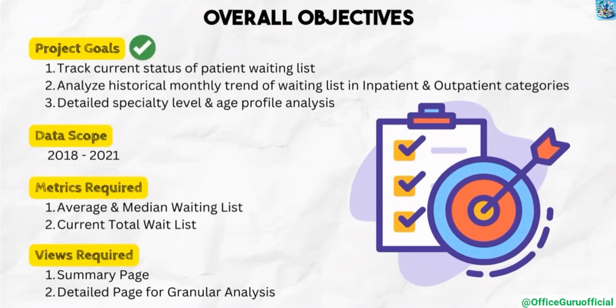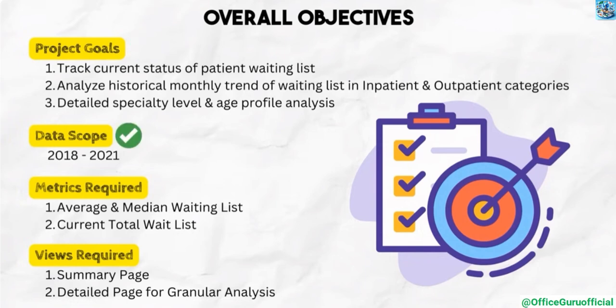First one is to track the current status of the patients' waiting list. Second, we would have to analyze historical monthly trends of the waiting list in inpatient and outpatient categories. And then we would need to do a detail-level, specialty-level analysis and age profile analysis.